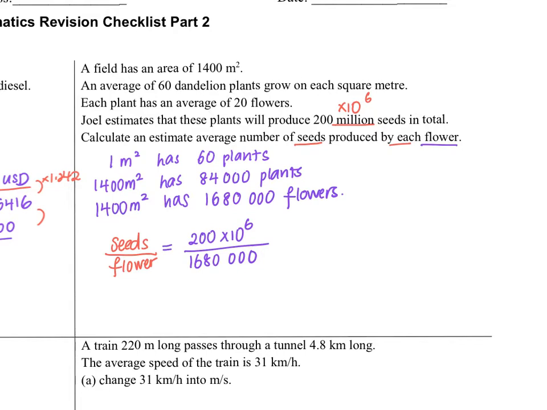Some of you may like to write all the zeros out instead, so that's up to you. And from here we can calculate the answer. And this is the answer. So rounding it off to 3 significant figures, that will be approximately 119 seeds per flower. Have you gotten the answer?